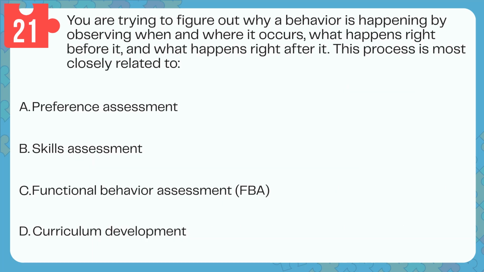Question 21. You are trying to figure out why a behavior is happening by observing when and where it occurs, what happens right before it, and what happens right after it. This process is most closely related to A. Preference assessment. B. Skills assessment. C. Functional behavior assessment, FBA. D. Curriculum development.